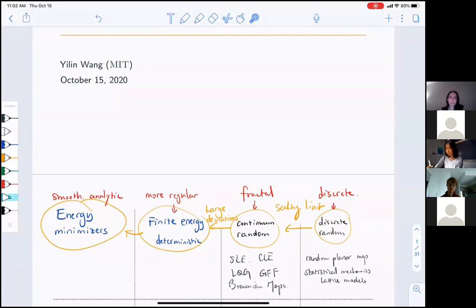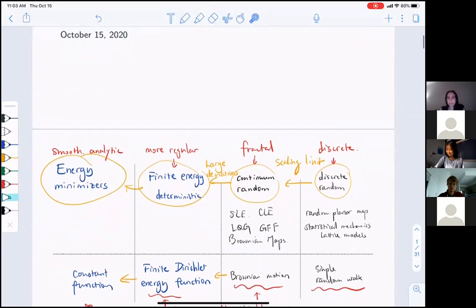So in random conformal geometry, the objects you see are often fractal. And when you take the large deviation, the finite energy objects will be more regular. And if you take an energy minimizer, they're usually even more regular. They are smooth and even analytic. Just an example, the simplest one, to illustrate.